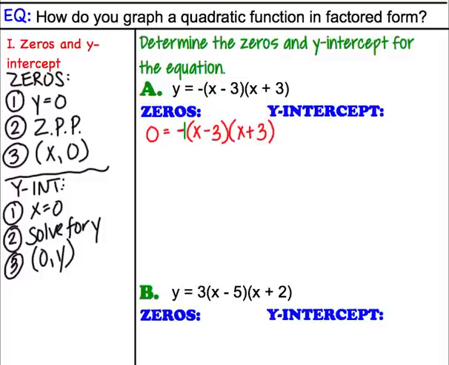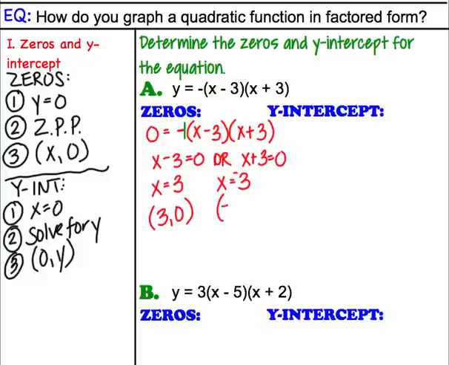So in our case, it's still going to be that either x minus 3 equals 0 or x plus 3 equals 0. So then when we add 3 to both sides, we get x equals 3. When we subtract 3 from both sides, we get x equals negative 3. And so therefore, when we write our ordered pairs, we get 3, 0, and negative 3, 0.